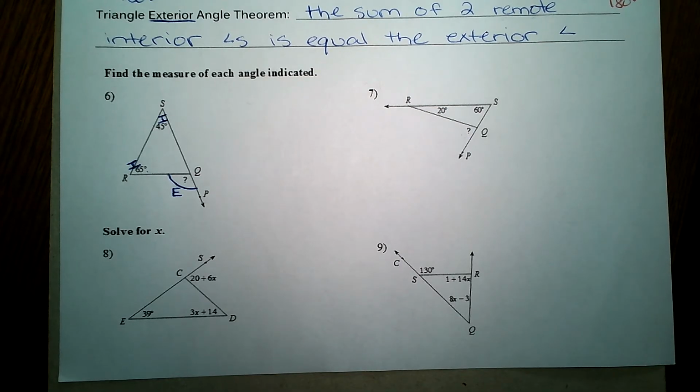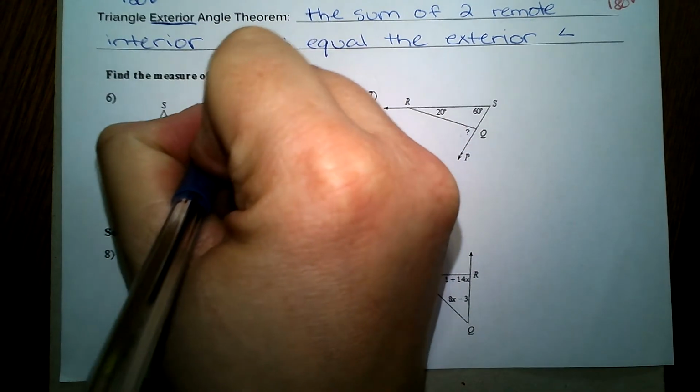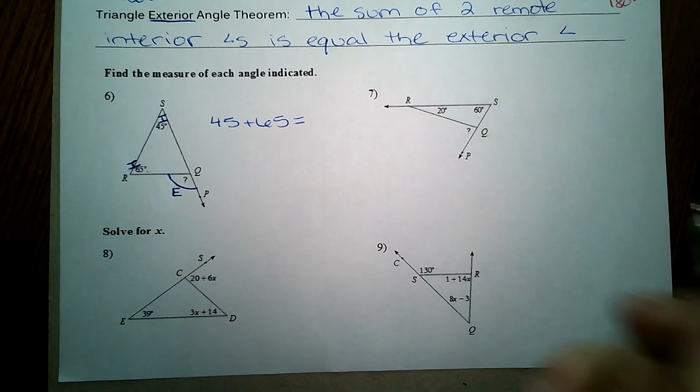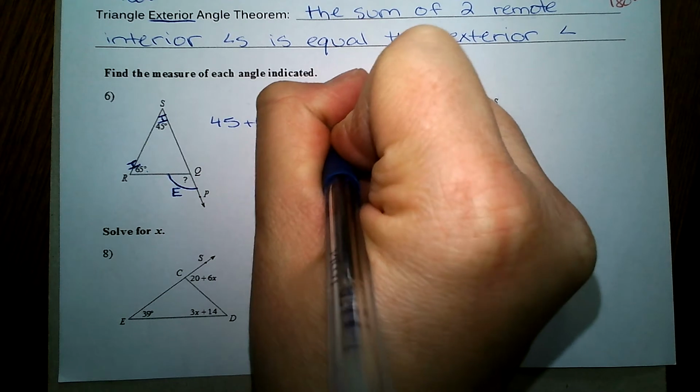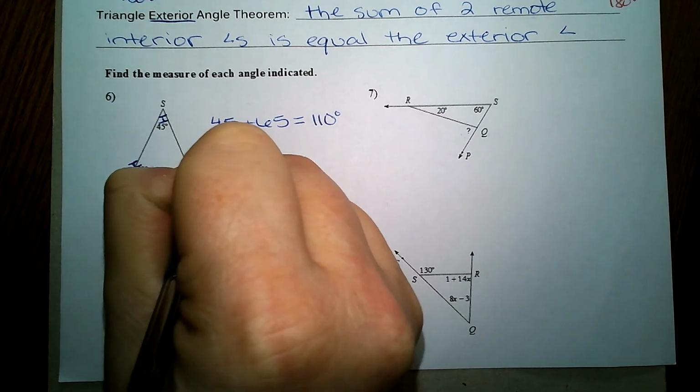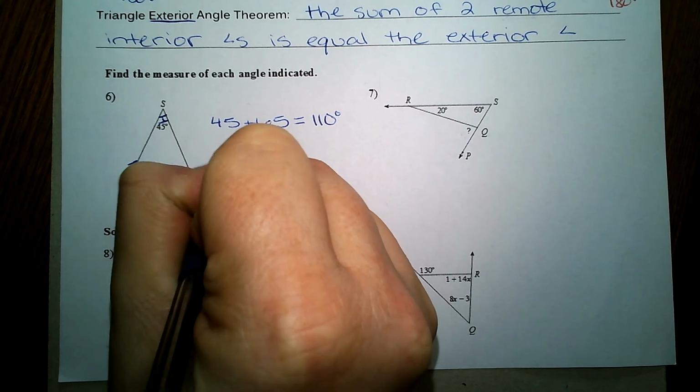So this theorem says that the sum of the 2 interior angles equals the exterior angle. So let's do that. 45 and 65, that sum is 110. So that means our final angle measure here is 110.